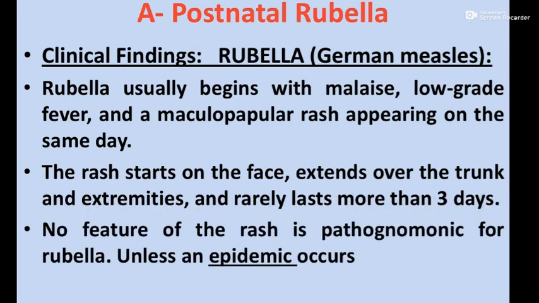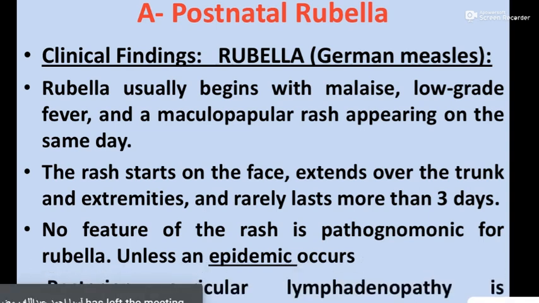No feature is pathognomonic, unless there is an epidemic of rubella. بالrubella, there is posterior auricular, retroauricular lymphadenopathy caused by rubella infection. فمرات تفحص الطفل عنده rash، وحدة من أهم criteria: we look for retroauricular, posterior auricular lymph nodes. Examine for posterior auricular lymph nodes. Once you find it, you will suspect rubella infection.